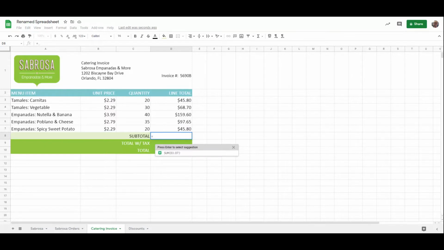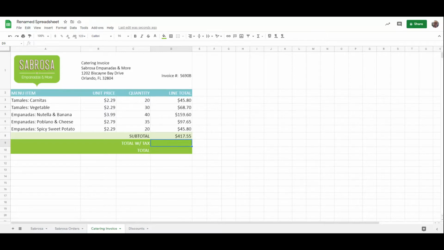So I can already type in an equal sign, and Google Sheets is predicting that based off of the data, we would want to add these cells of the line total. That is true. I'm just going to click it. And so the formula is going to calculate to find that it will be $417.55, which is what we would get if we added them up.